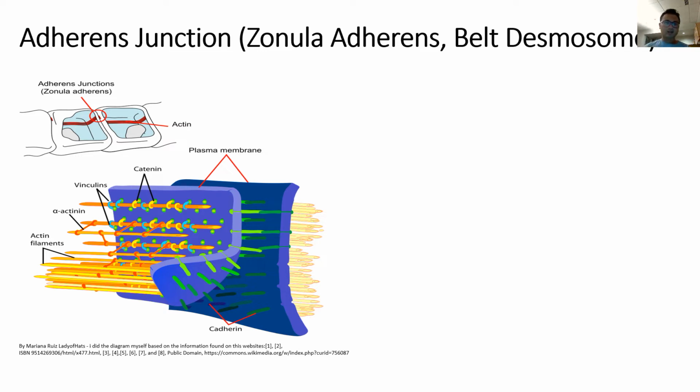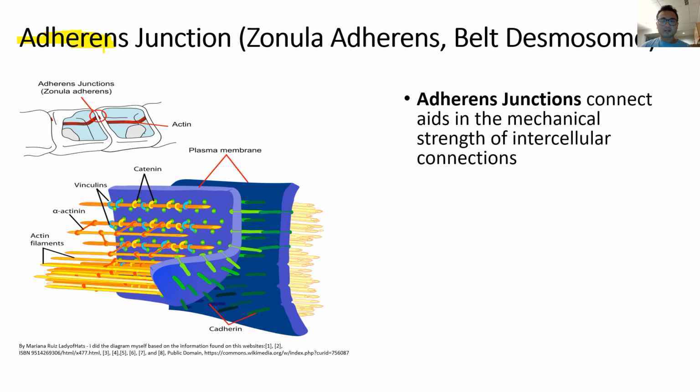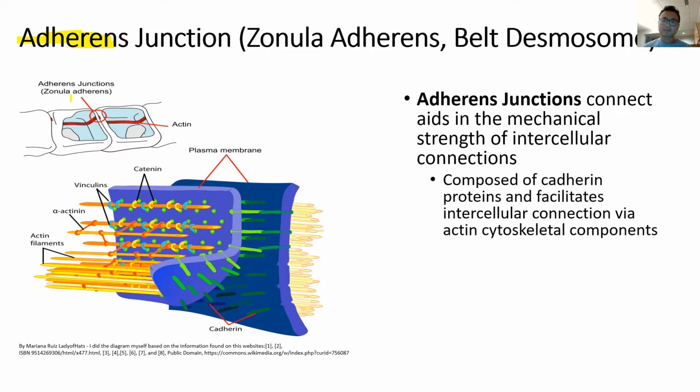The next junction we're going to be talking about are the adherens junctions. So the zona adherens are the belt desmosomes. In this one, we have the word adhere in the name. So we can see adherens junctions between adjacent cells. These are going to aid in the mechanical strength of these intercellular connections. So these are going to be like glue. These are going to help the adherence of adjacent cells.